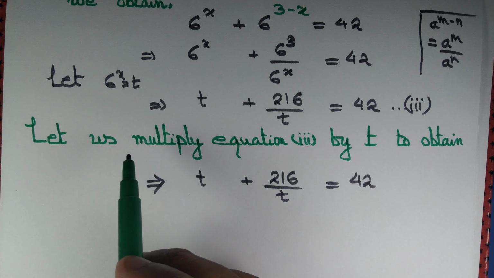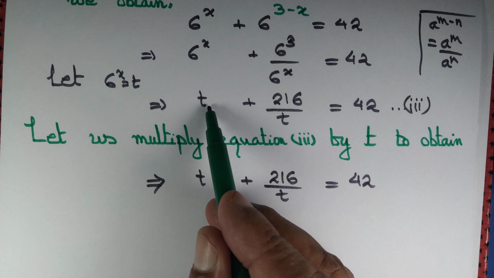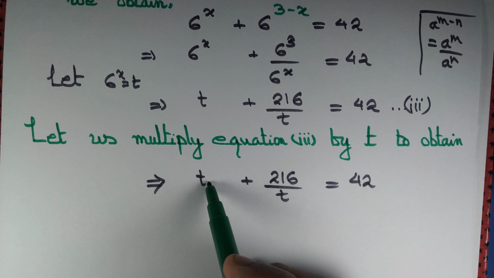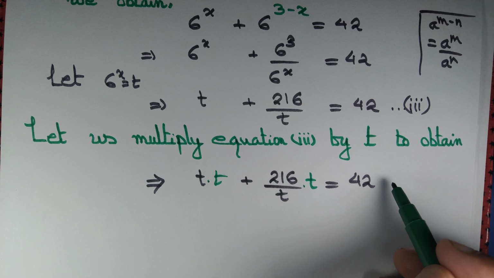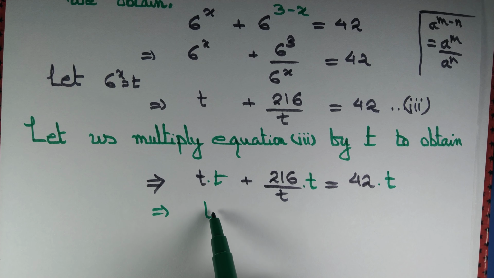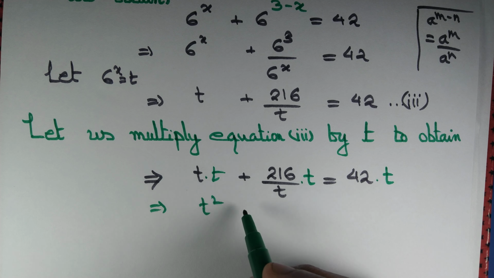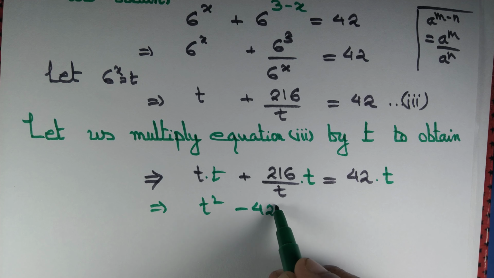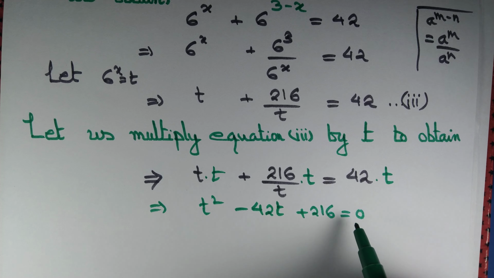Let's multiply equation 3 by t to obtain. So we multiply this expression by t, this one also by t, this one also by t. t into t is t squared. This t gets cancelled. Let's take this 42t to the left hand side. So t squared - 42t + 216 = 0.